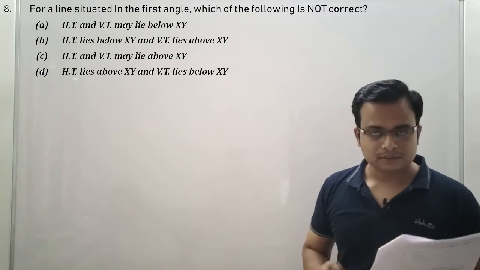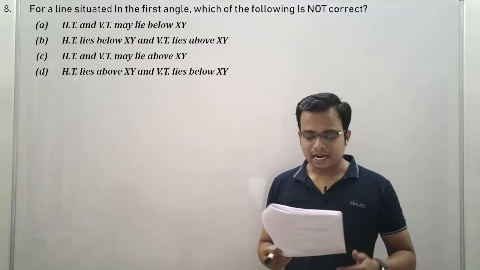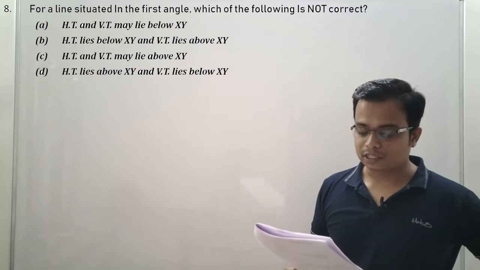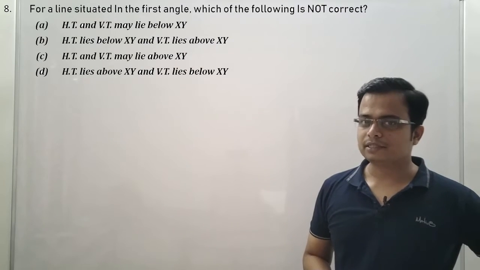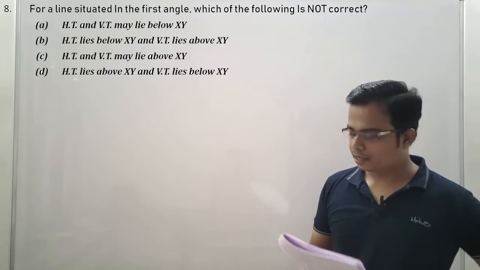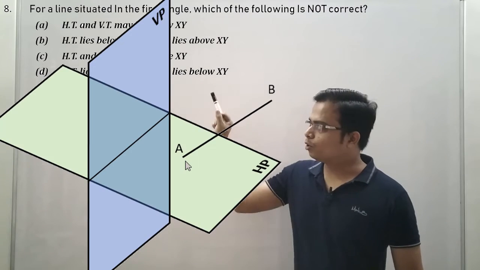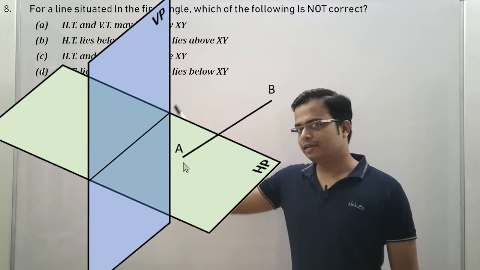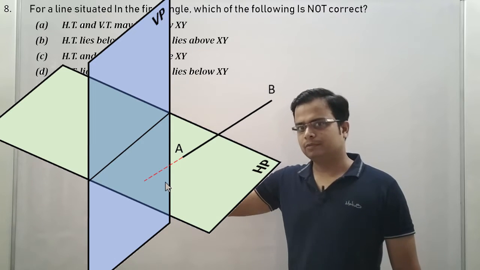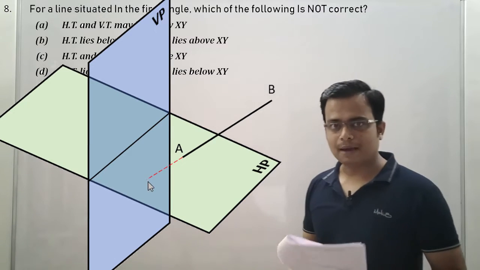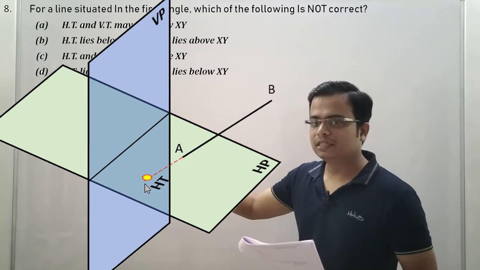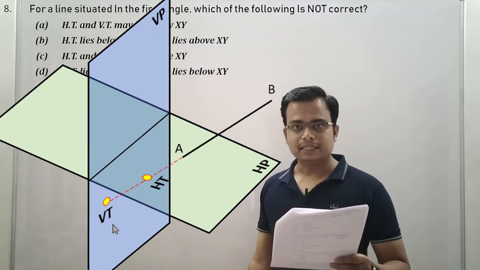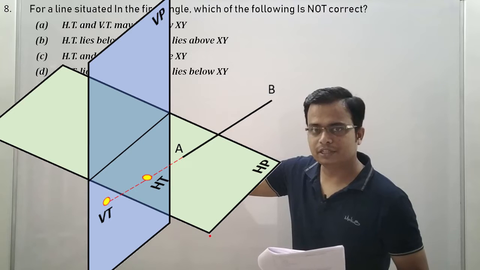Let us read this first case. HT and VT may lie below XY. Let me read that once again. HT and VT may lie below XY. Okay, both of them, horizontal trace as well as vertical trace, are lying below XY. So just take a look at this animation. Okay, all the quadrants are showing, and if I have a line, end A and end B of the line, if I extend the line from A, what will happen? It would intersect the horizontal plane first, and then it would go down, and it will also intersect the vertical plane. In that case, when you give it a rotation, you can have the view.